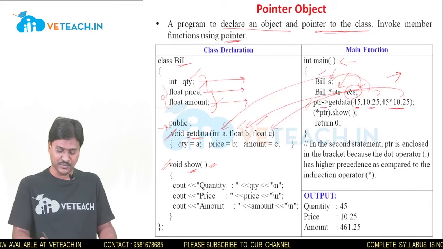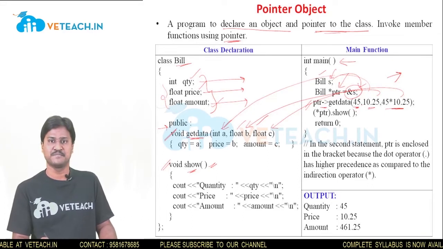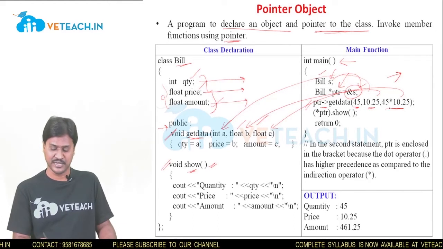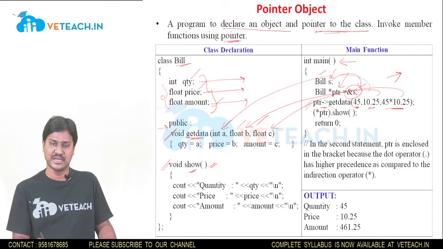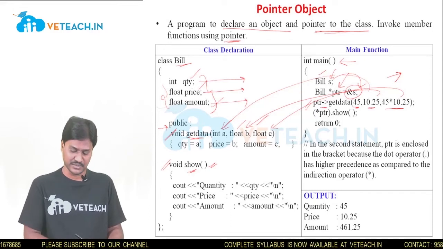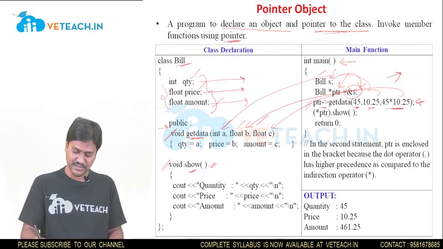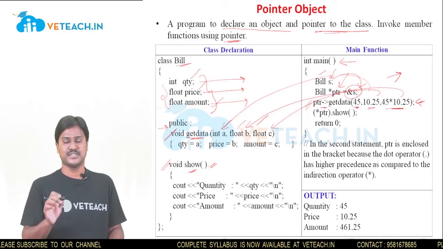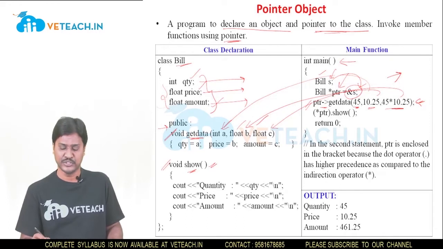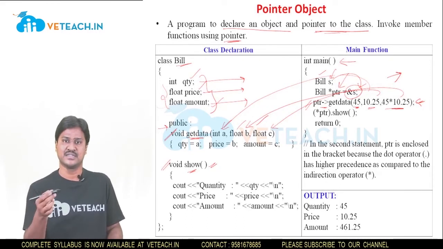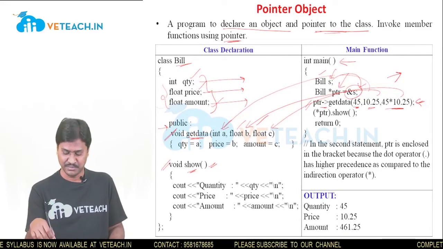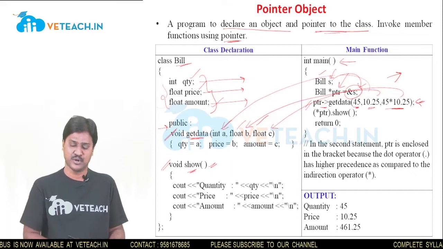How many quantities have we given? 45 items, and each item's value is 10.25. Multiplying the two values, I am passing the product as the value of the amount variable. So this is the scenario of calling the function getdata through a pointer object. Here you need to understand, there is no need to worry about the quantity, price and amount. You need to concentrate on how to access and invoke this getdata member function of the class bill by passing these parameters using the pointer.